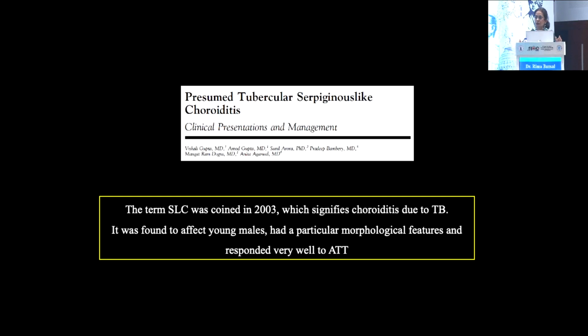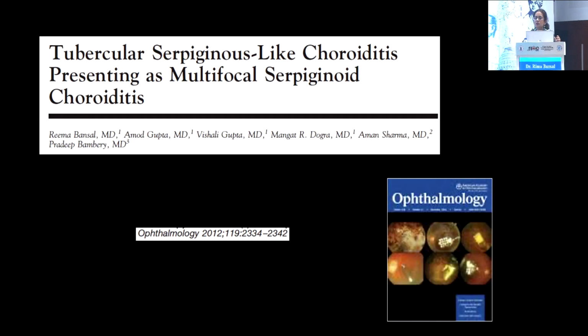So TB, we all know, this term was coined in 2003 by Dr. Vishali and Dr. Amod Gupta, where the involvement of serpiginous choroiditis due to TB was termed as serpiginous-like choroiditis. The importance of this term is that it has a very typical phenotype. It has a very good response to the antitubercular therapy, and the recognition is almost instant when you see these patients in your clinic. These lesions are typically multifocal. They have a serpiginoid extension.